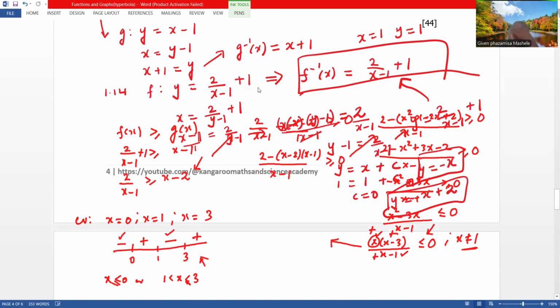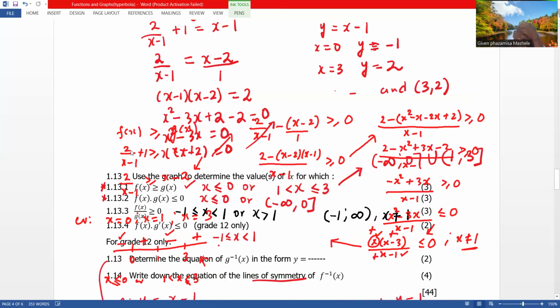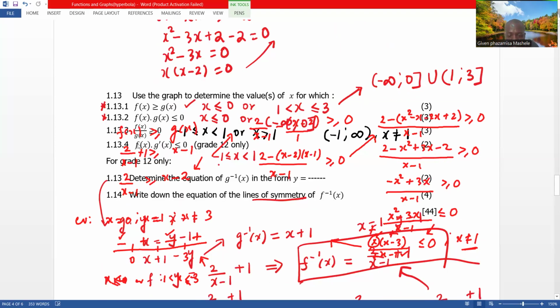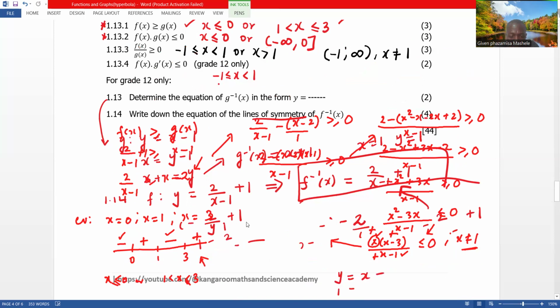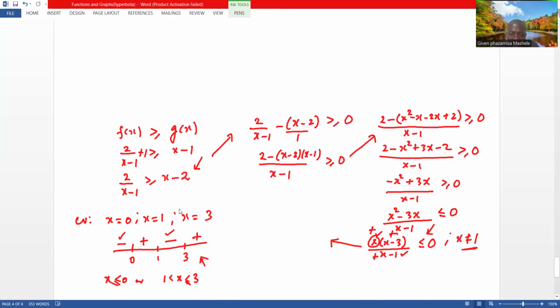So what is the second one? The second one, we want where f of x times g of x is less than or equal to 0. We can still do it like that. So we want where f of x times g of x is less than or equal to 0. So let's do it algebraically.